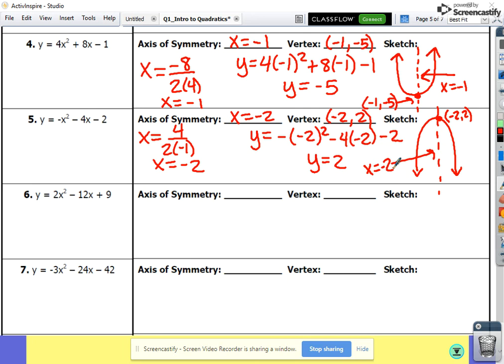Let's complete one more example. Example number 6. Y equals 2x squared minus 12x plus 9. Your a value is 2, your b value is -12, and your c value is 9. When you find your axis of symmetry, you will do the opposite of b, which is 12, over 2a, which is 2 times 2.